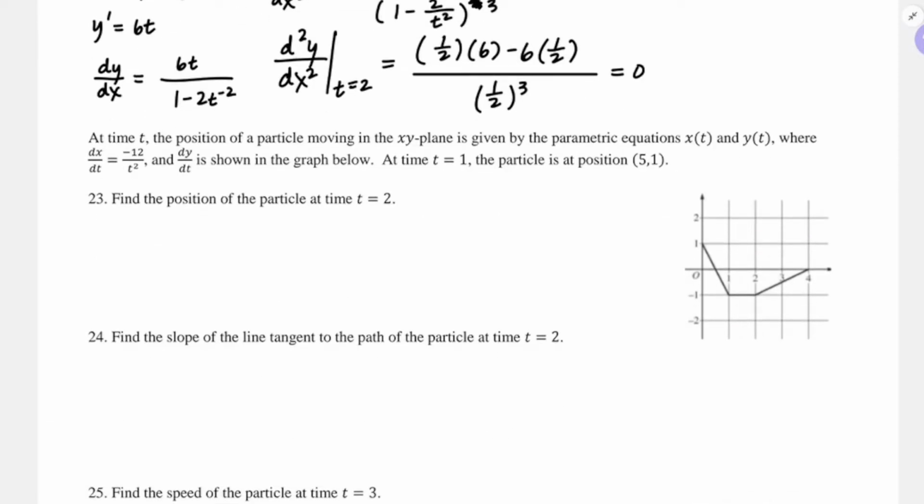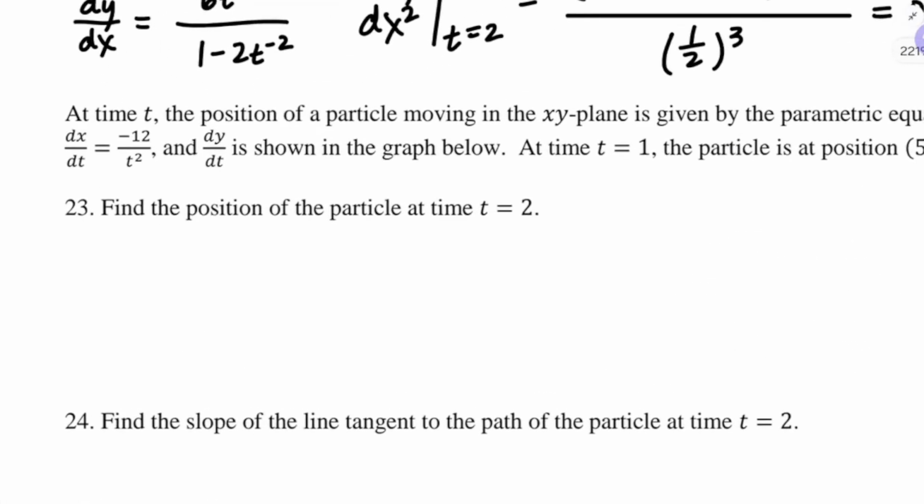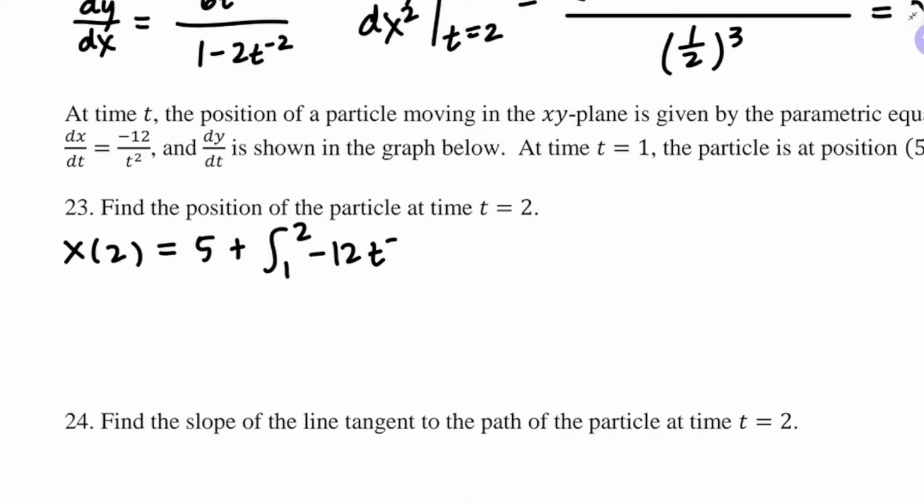So find the position of the particle at time t equals 2. X of 1 is 5. We've got the x prime of t. So it's going to be x of 1, which was 5, plus the integral from 1 to 2 of x prime. This is just going to be an old-fashioned integral, so I'm going to add 1 to the power and divide by the new power.